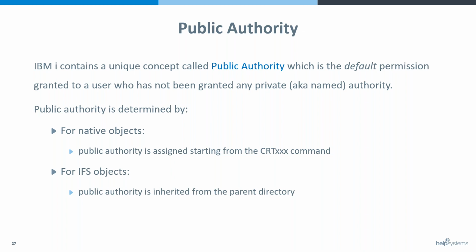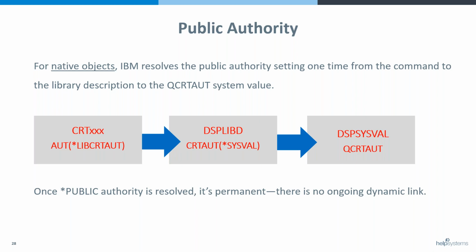Now, the public authority is going to be determined through several steps. If it's a native object like a DB2 file or an RPG program, it's going to originate from the create command. If it's in the integrated file system, public authority is inherited from the parent directory. So if we look at native objects, because that's probably in reality more of what you're going to be touching on, I've drawn out here the three levels of hierarchy. So the create command, whichever that may be, create RPG program, create physical file, create data area, they all have a parameter on them called authority.